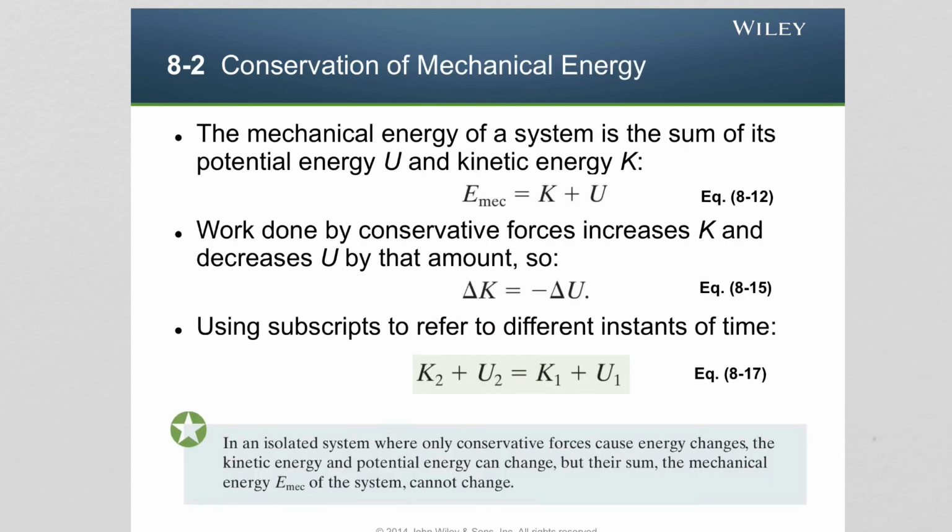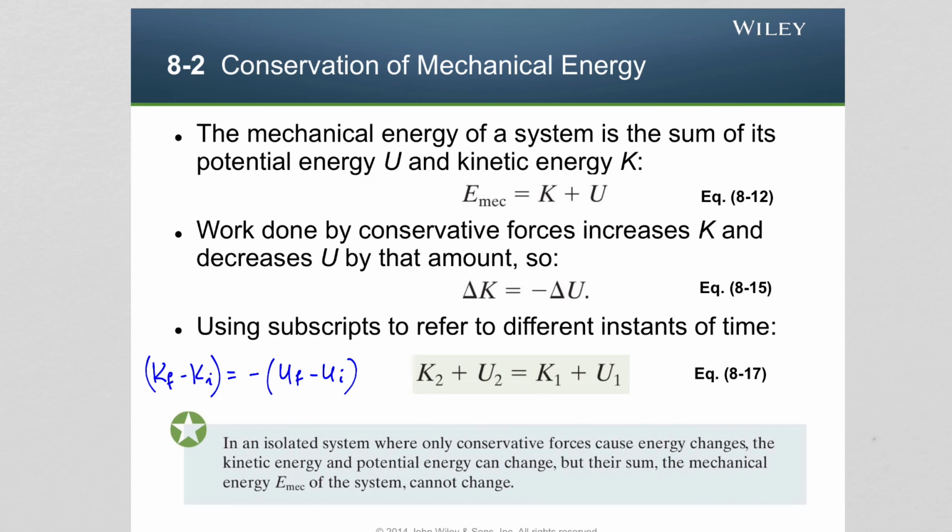Now we are ready to talk about conservation of mechanical energy. The mechanical energy of a system is the sum of its potential energy U and kinetic energy K. The mechanical energy E mechanical is equal to K plus U. Work done by conservative forces, such as the gravitational force or spring force, increases the kinetic energy and decreases the potential energy by that amount. So then we can say that the change in kinetic energy is equal to minus the change of potential energy.